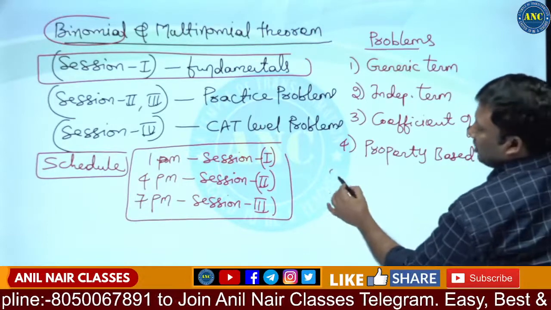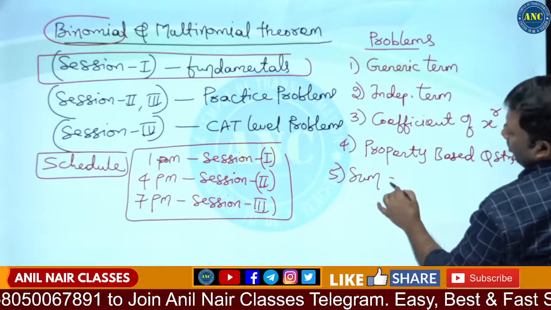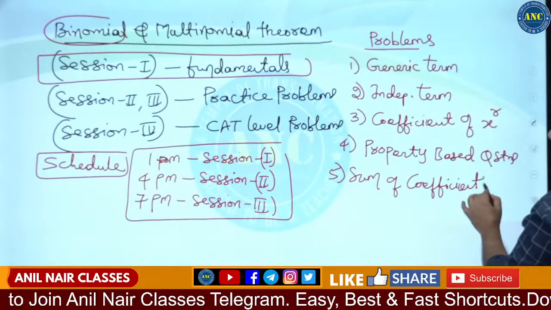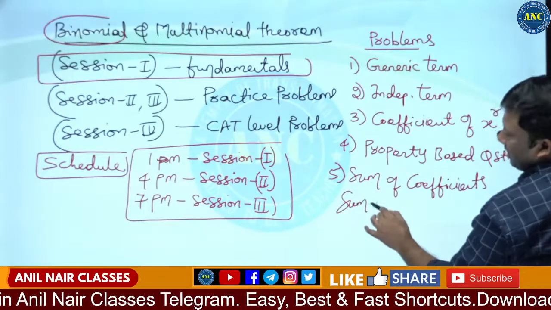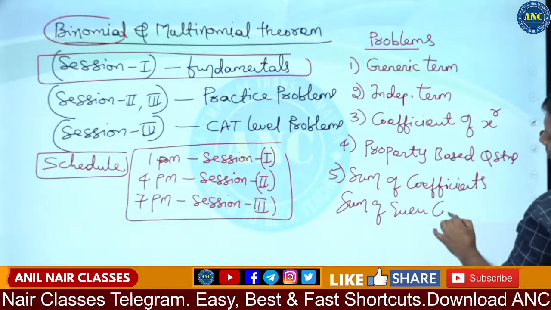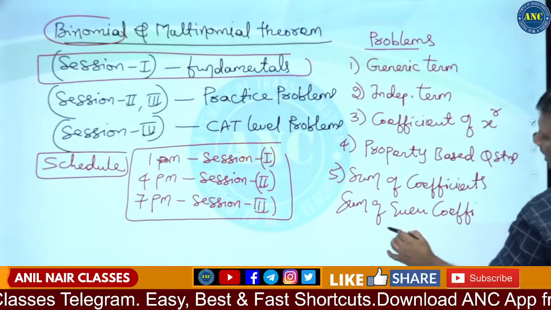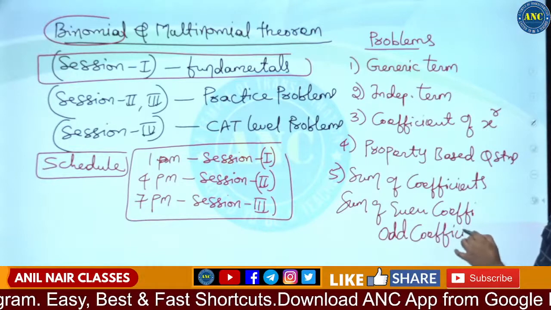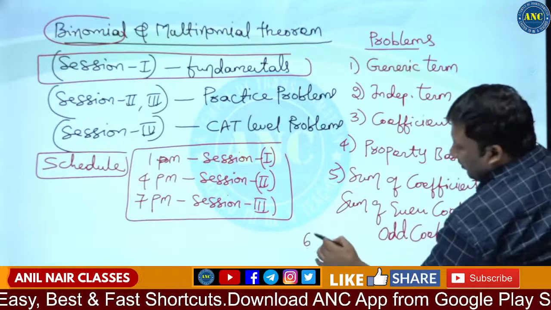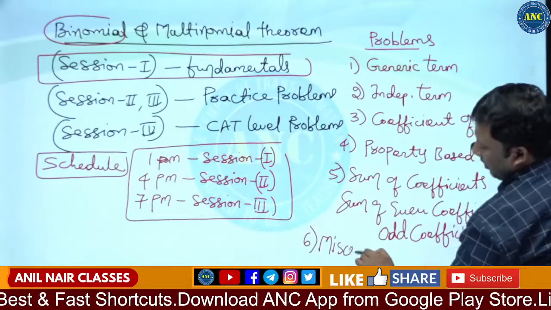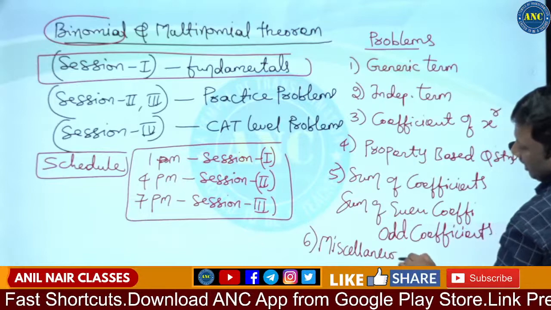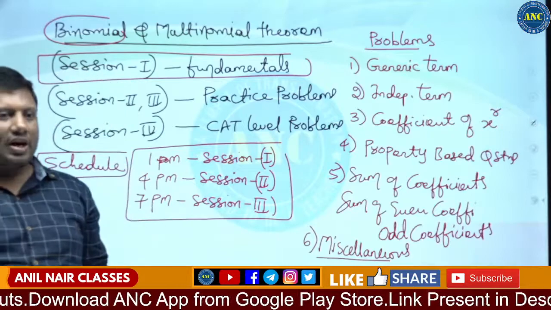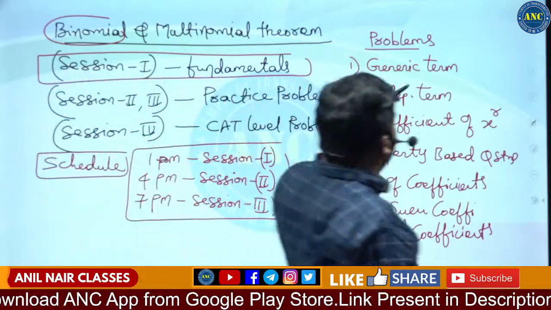Sum of the coefficients. Once you understand the sum of the coefficients, we will also discuss the sum of the even coefficients and the sum of the odd coefficients. Then we will discuss miscellaneous level problems. Miscellaneous are the kinds of problems which do not come in the other types. This is with respect to binomial theorem.